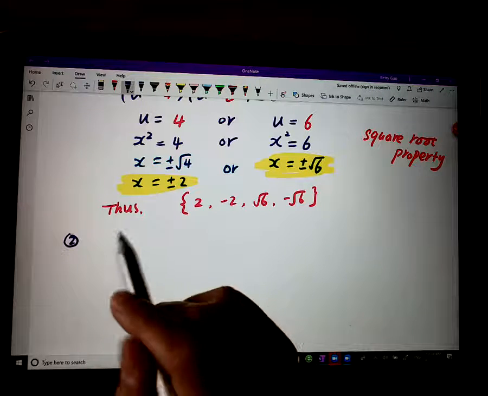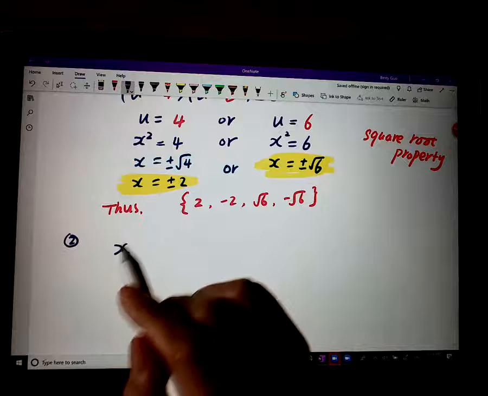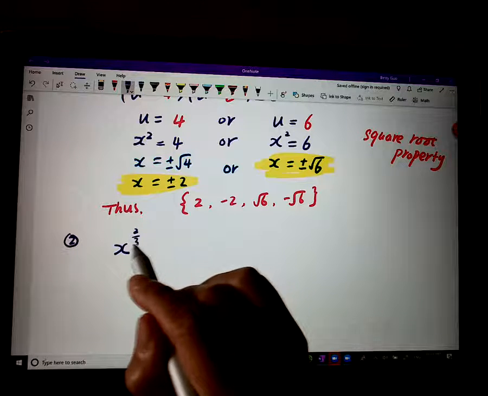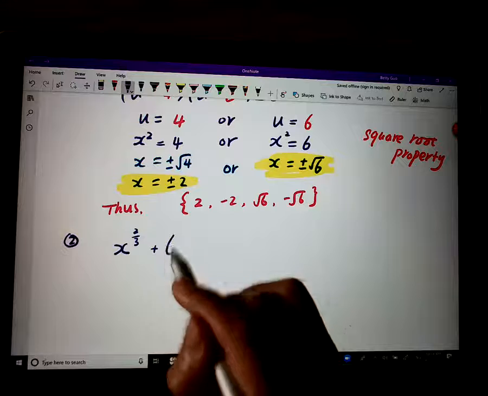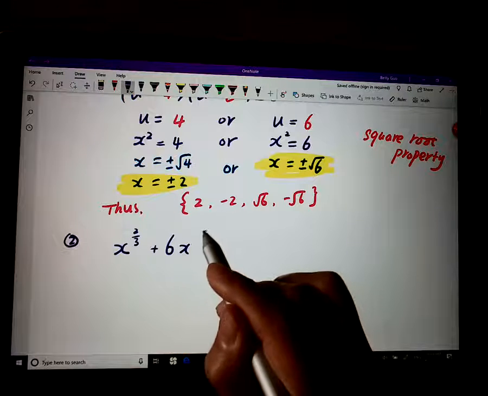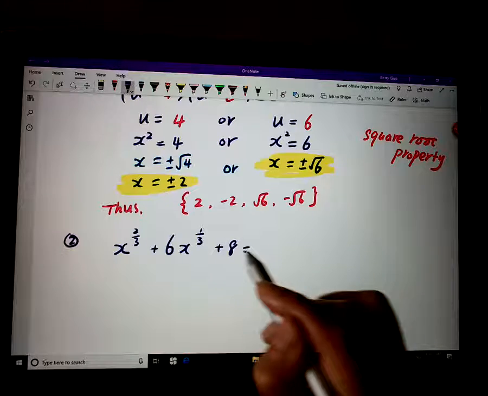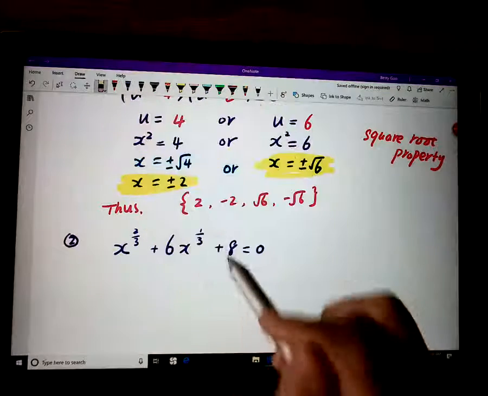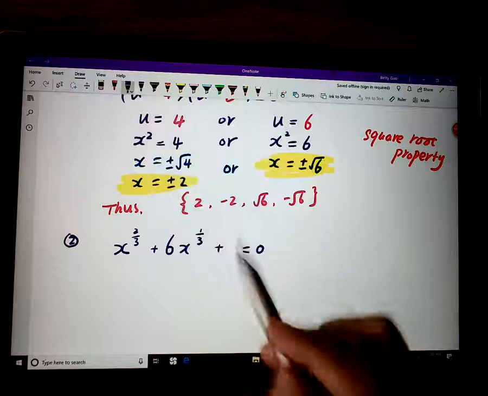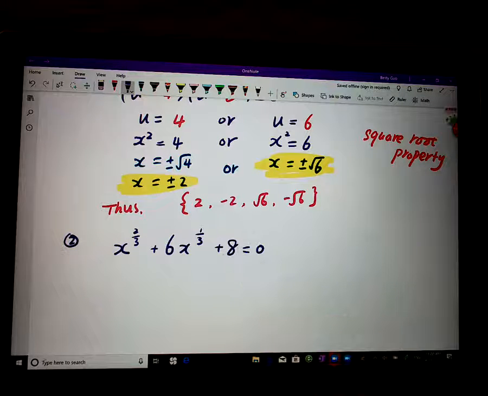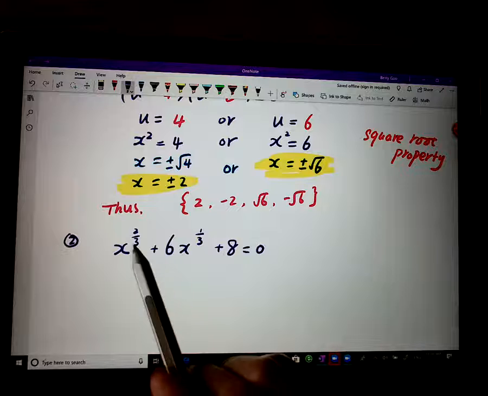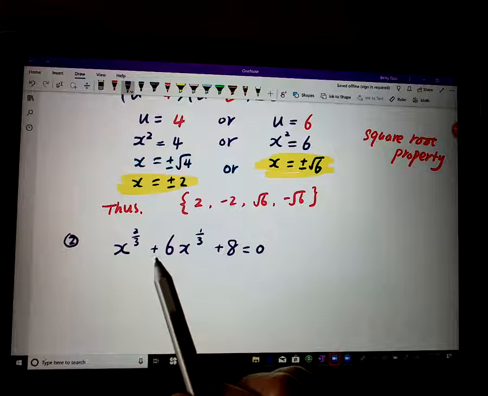Let's see another one. It's also typical. X to the power of 2/3 plus 6 times x to the power of 1/3 plus 8 equals 0. Let me rewrite this 8. Alright, so you are looking at an equation. Obviously, the equation is not a quadratic equation. It actually is a radical equation.